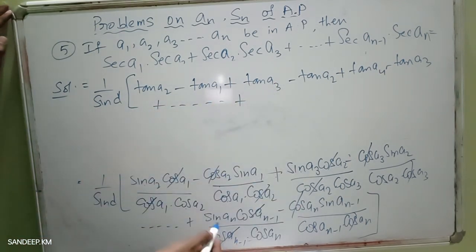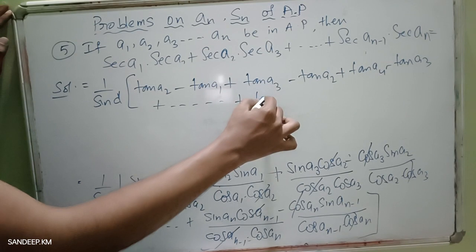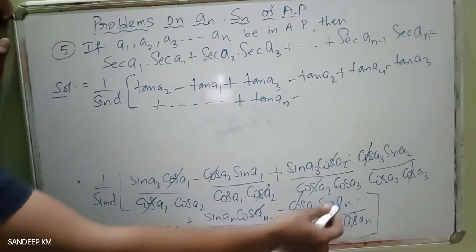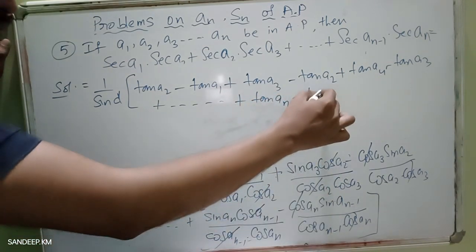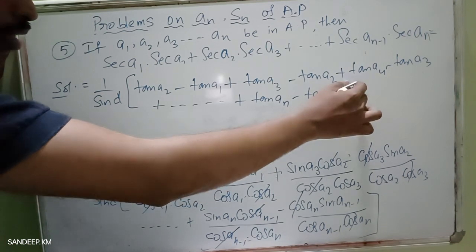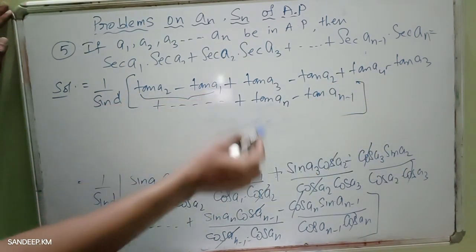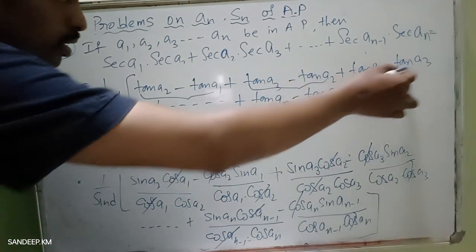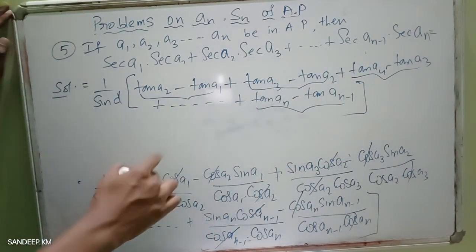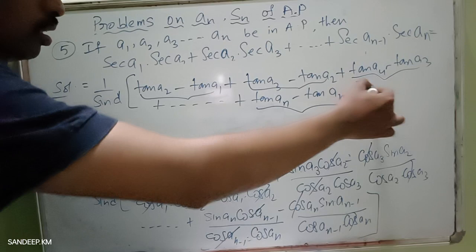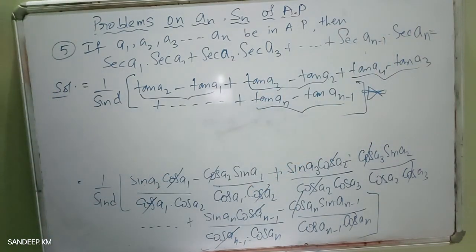Finally, what is the last term? Tan an minus tan an minus 1. Again, another decision making step in the solution. This is the first pair, second pair, third pair, and so on, last pair. Another decision making step. Very important step. Okay now, that is a star symbol. Please don't misunderstand it.